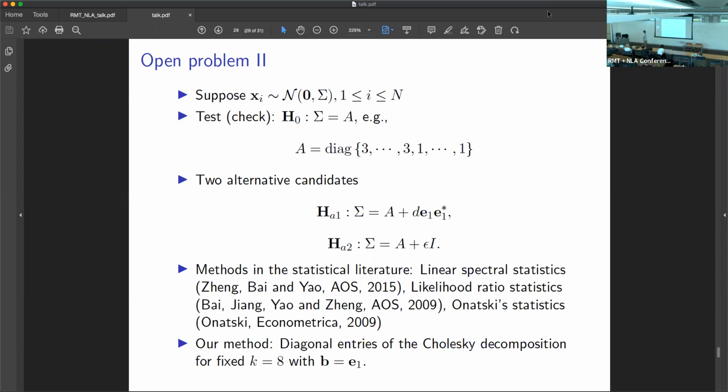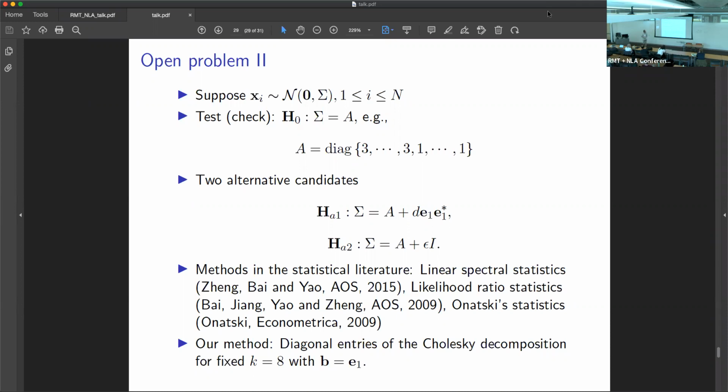In statistics, one important part is doing inference. You are trying to test whether something is equal to some given something. For example, suppose you observe a sequence of multivariate Gaussian vectors. Their mean is 0, and they have a certain covariance, which is called the population covariance matrix. In many cases they want to check whether this sigma equals some given matrix A. In my simulation later, I will assume this A has eigenvalues 1 and 3, half of them 3, half of them 1.